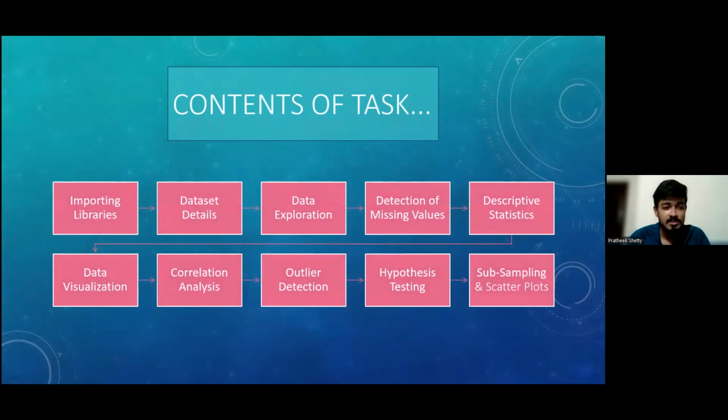The contents of my task included importing libraries, dataset details. I'll give you the data exploration I've done in the demo later on, detection of missing values, descriptive statistics, data visualization, correlation analysis, outlier detection, hypothesis testing, and the subsampling was done. After I completed my subsampling, correlation analysis, outlier detection, and hypothesis testing were again done on this subsample data set. And then scatter plots were drawn.